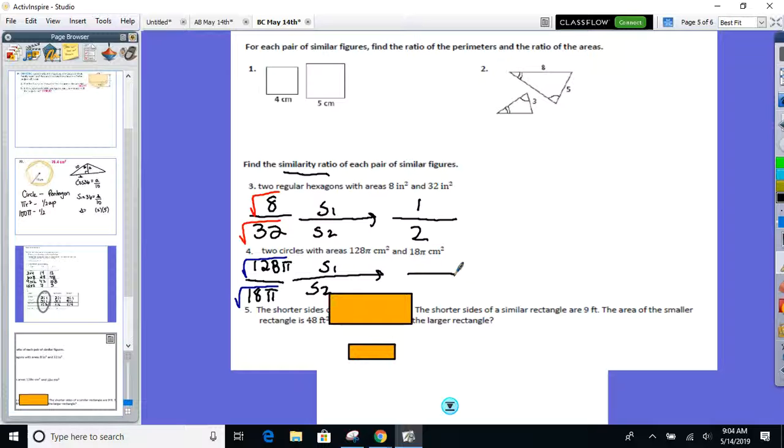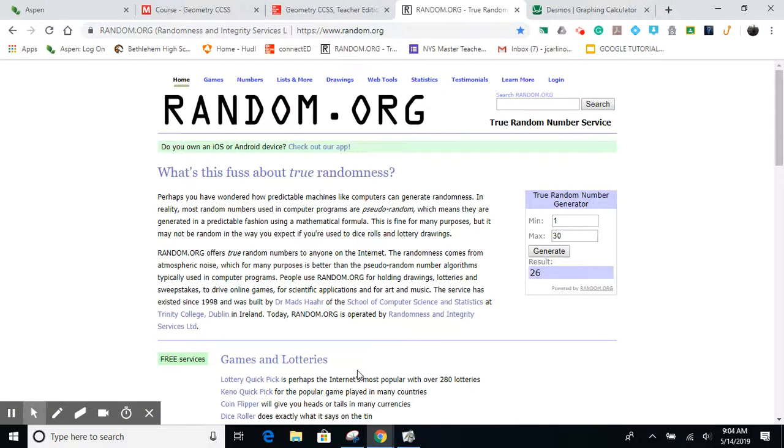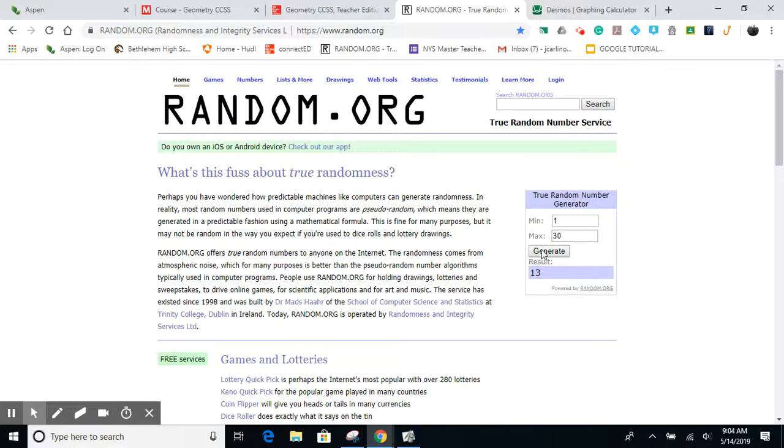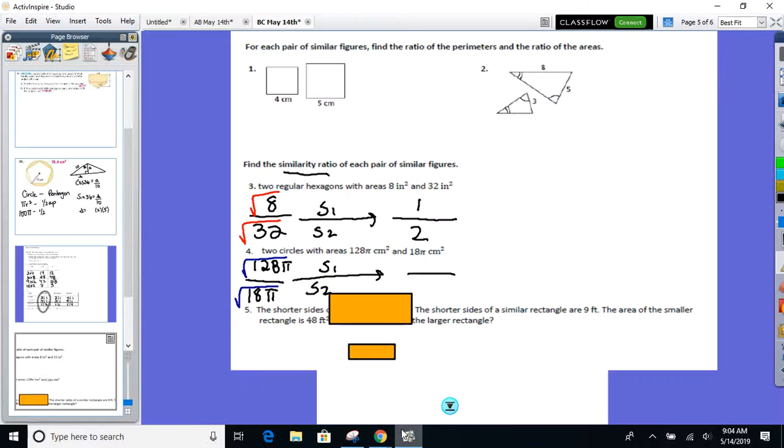And we end up with... What do we end up with for the ratio? Eight over 3. Yep.